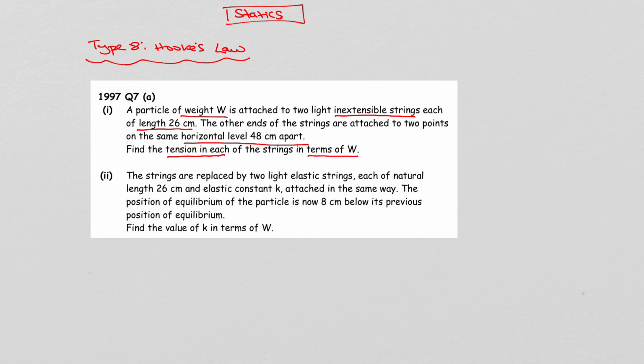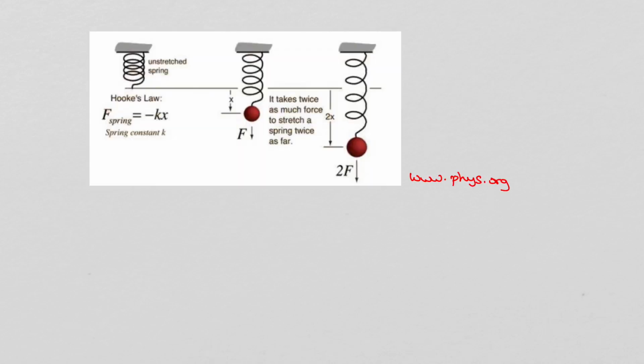Now in the second part of the question, we're told the strings are replaced by two light elastic strings. So that means that if we put any force on these strings, they are going to change in length because of Hooke's Law. So before we start the question, we're just going to revisit what Hooke's Law is. We have this image here from a website, phys.org, and it's a nice illustration to demonstrate Hooke's Law.